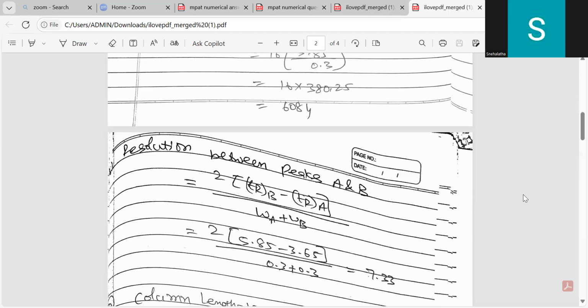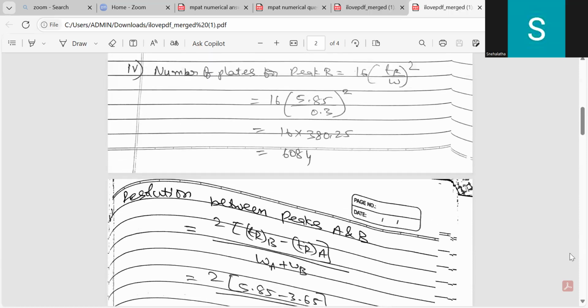Next formula is resolution. Resolution between two analytes A and B is calculated by using the formula 2 multiplied by (TRB minus TRA) divided by (WA plus WB). Here TRB is retention time for the analyte B, TRA is retention time for analyte A, WA is width of the peak for analyte A, WB is width of the peak for analyte B.